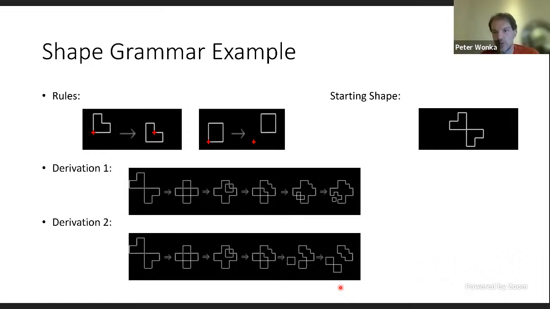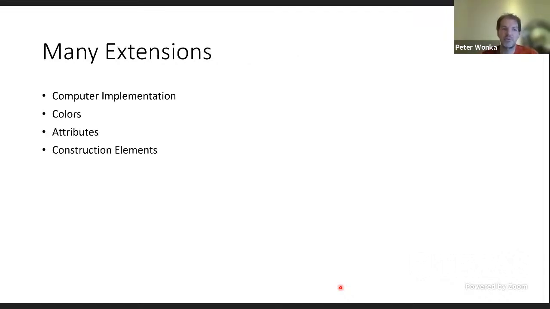This concept is called emergence of shape. You start with some seemingly simple rules, and then you obtain a result that you would have never thought about getting if you just think about the rules. Shape grammars can surprise you with the result that you get. Of course, there are many extensions, computer implementation, colors, attributes, and so on. But the key is understandable from the example that I showed.